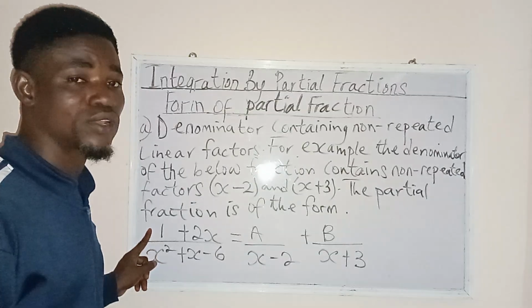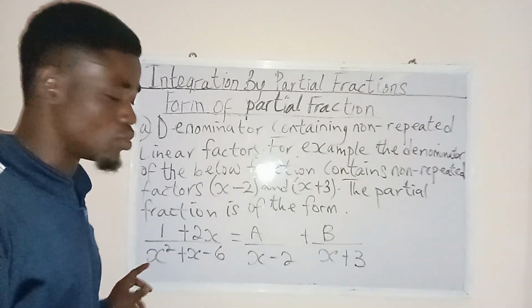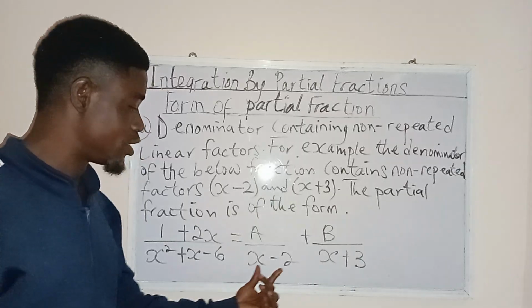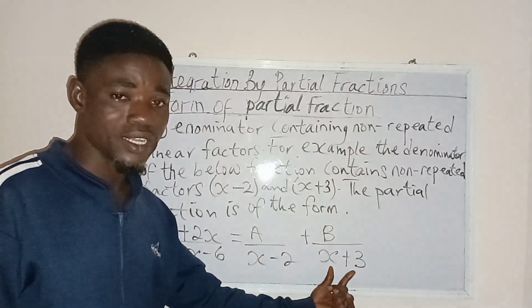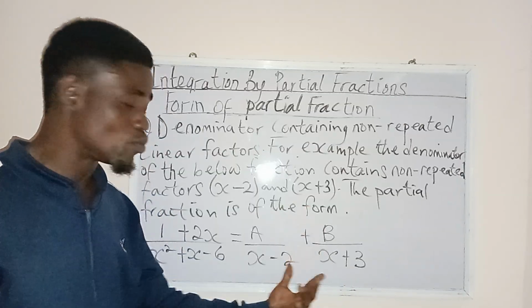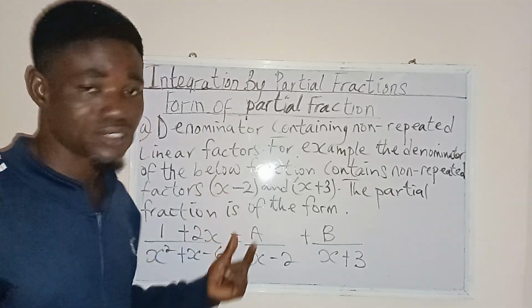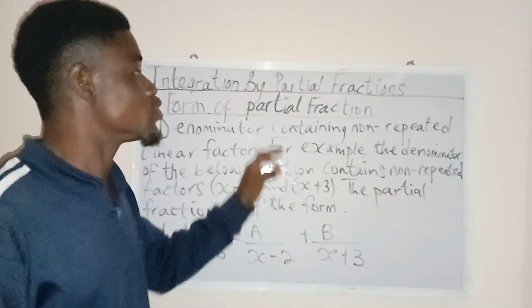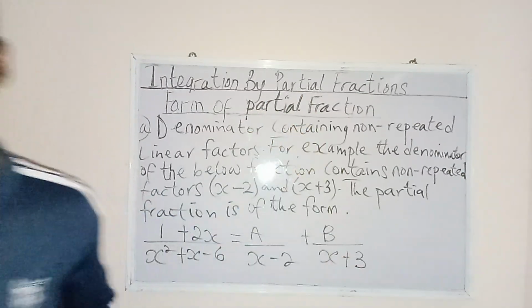We have a question like this. This is the numerator, while this one is the denominator. If we factorize this one, we are going to have x minus 2 and x plus 3. You can see that we are not repeating the linear factors. So this is one of the forms of partial fractions.